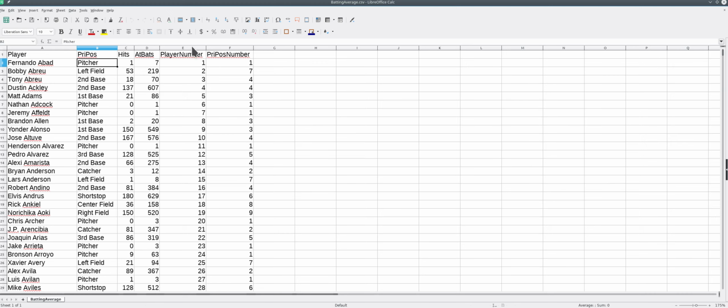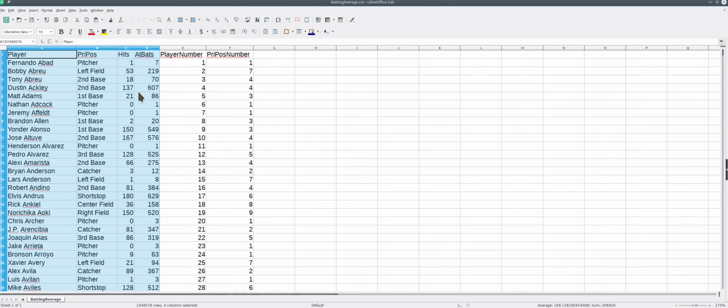And then we have two other columns, player number and PRIPOS number. These are redundant in the sense that a player number corresponds to a particular player name, and primary position number refers to the values in primary position. So our actual analysis includes only these 4 columns. Our goal is to determine whether individuals differ in their batting ability. That is, across the individuals, do they vary in terms of the ratio of hits to at-bats?